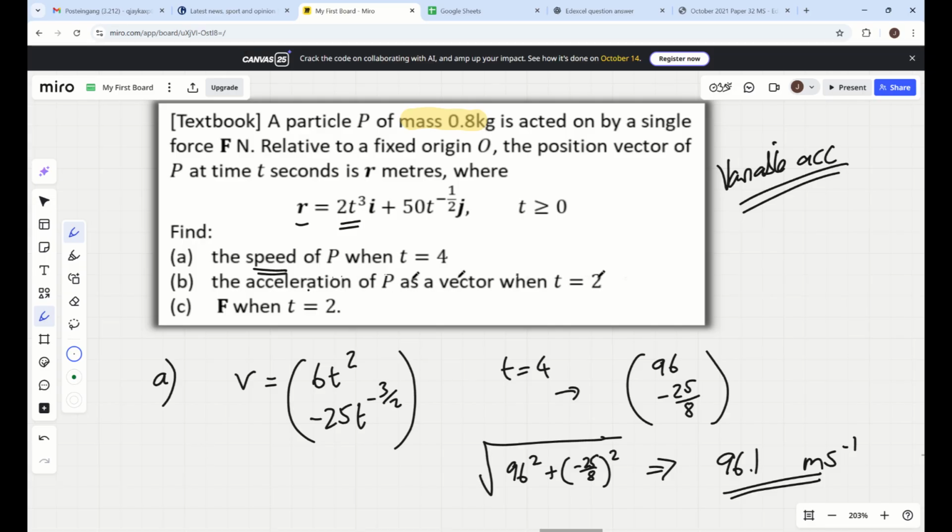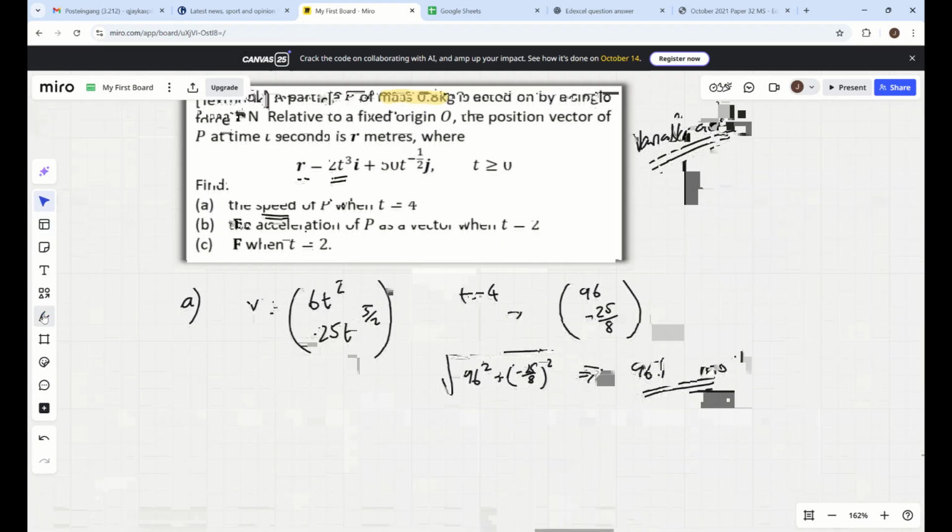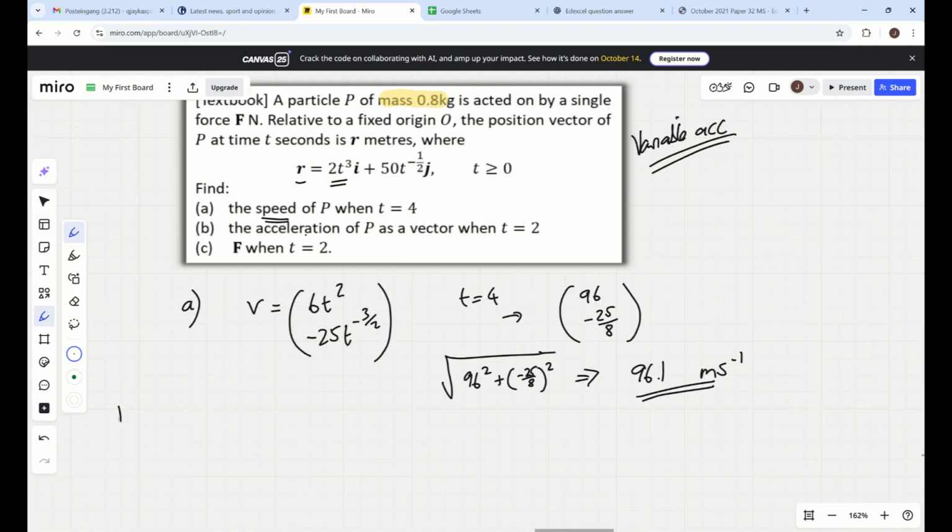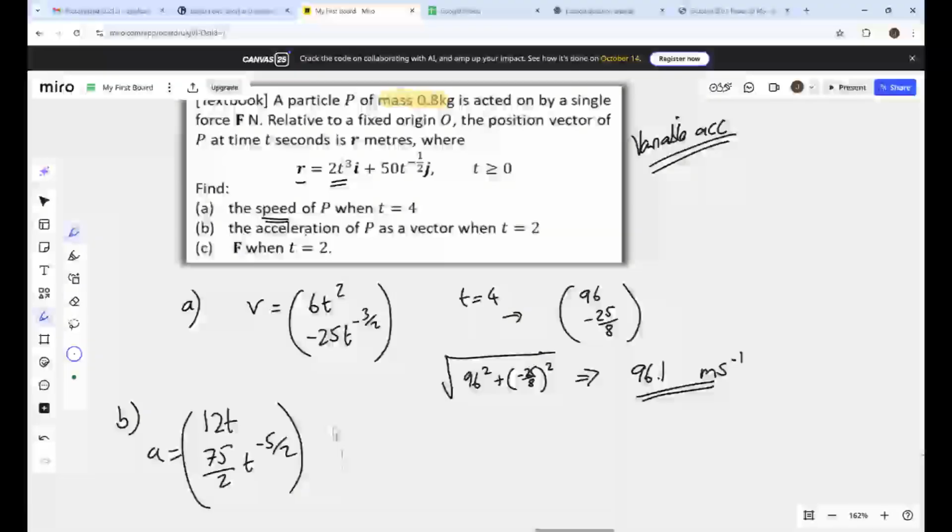Find the acceleration. Well, you know what we're going to do here. We're going to differentiate this one. So for B, we're differentiating these ones here. So this should give us 12t. And then what's this? 75 over 2t to the minus 5 over 2. So that's the acceleration. That's the column vector.